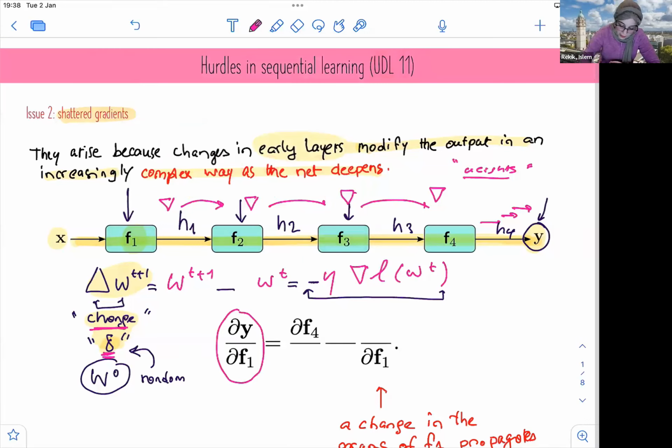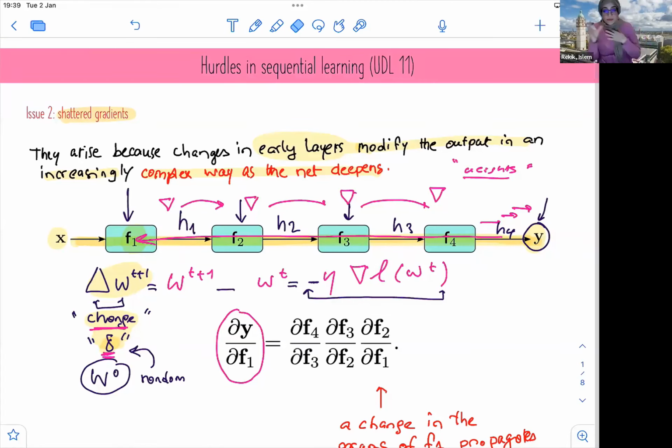So we need to backprop basically. So it's sequential. So you express y as a function of f4. So here you go, from y to f4, f4 to f3, because f4 depends on f3, f3 depends on f2, f2 depends on f1, and this is how you actually get dy/df1.